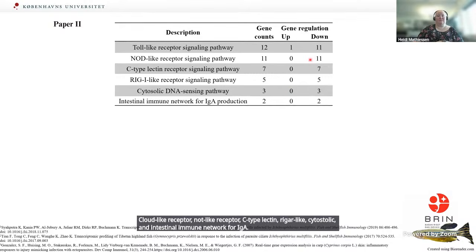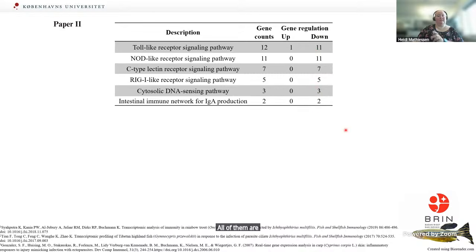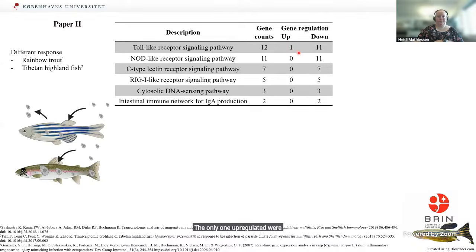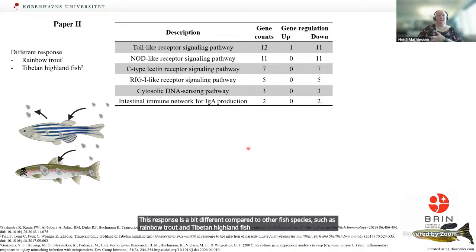What I want to emphasize here is that despite having a very limited number of genes assigned, all of them were more or less downregulated, indicating that the immune system was maybe being downregulated. I also have to say we only found immune system categories at 24 hours, where the majority of genes were also downregulated. The only one upregulated was CXCL11. This response is a bit different compared to other fish species, such as rainbow trout and Tibetan highland fish, where they see a high number of immune system categories being regulated. However, they are also looking at the late stages of infection and at susceptible fish species, highlighting again the difference in response.